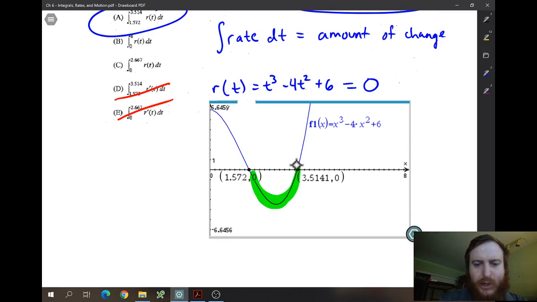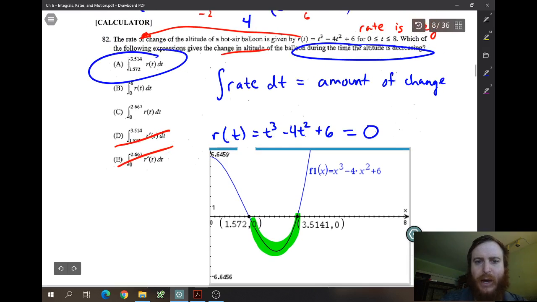To get these points, I did menu, analyze graph, zeros. And then I want the negative section. So these become my endpoints because I only wanted the change in altitude when the height was decreasing, which is the negative side. So our answer is A.